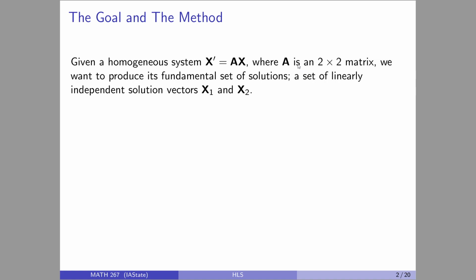Okay. So note, as we discussed, our goal then is to produce a set of linearly independent solutions. Specifically, I need two vectors that do that. Now, how are we going to do that? So that's our goal, so what's the method?